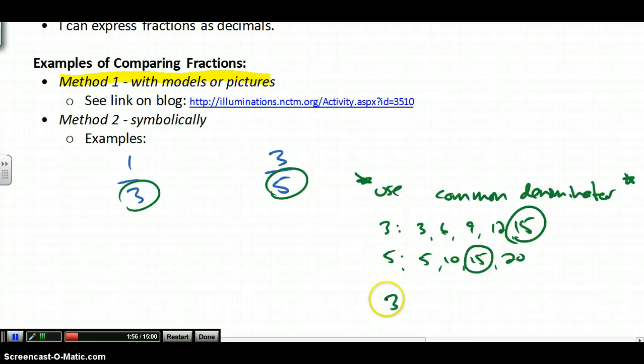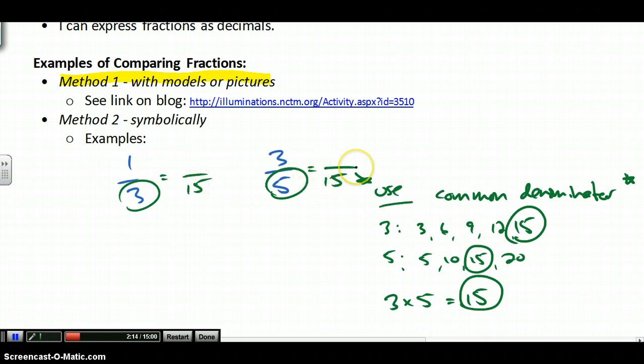You might be thinking too, we could have just multiplied 3 times 5, Steve, and we would have got it, and you're absolutely right. Sometimes this will give you a bigger multiple than the lowest common multiple, but often it works. Either way, we're going to use 15. So we want to turn this into something over 15, and we want to turn this into something over 15 because we're using a common denominator.